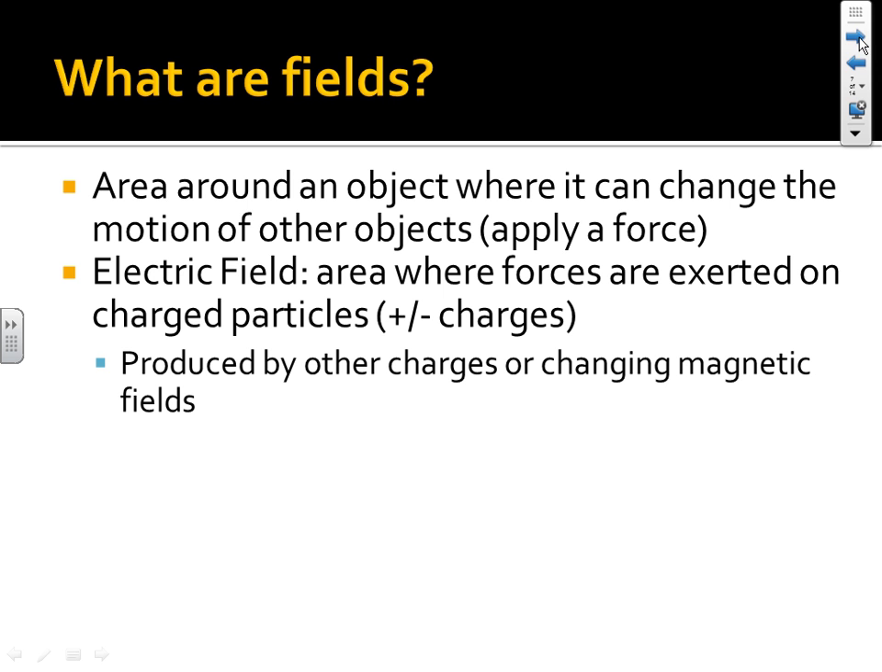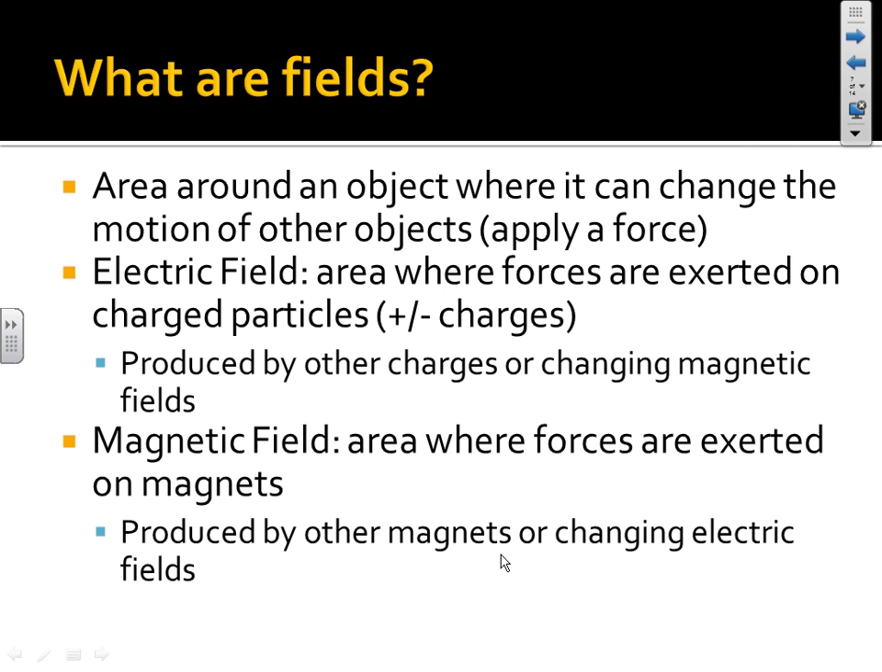So we talked earlier about electric fields and magnetic fields. They are related to one another, right? Electric fields are the areas where forces are exerted on charged particles, positive and negative charges, namely protons and electrons. A magnetic field is the area where forces are exerted on magnets. Electric fields affect magnetic fields, and magnetic fields affect electric fields. That's why these waves that are carrying energy consist of both an electric field and a magnetic field, because one affects the other.